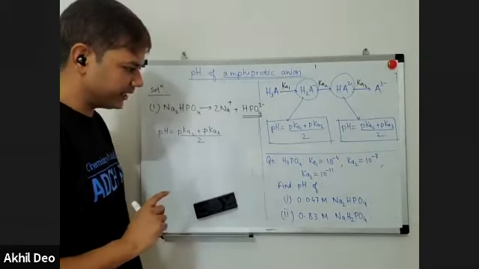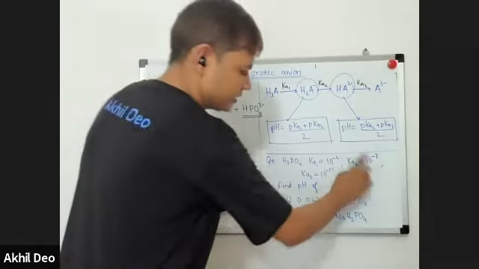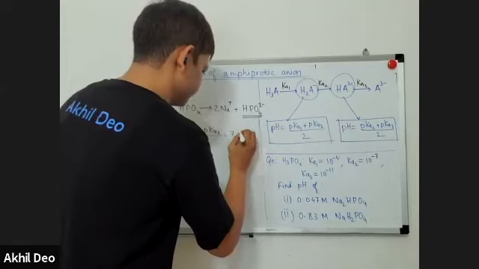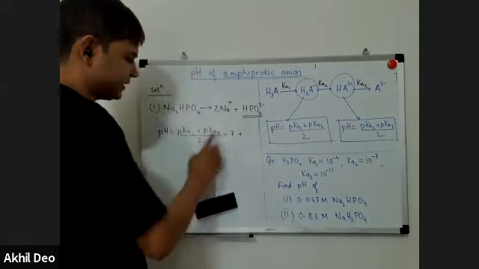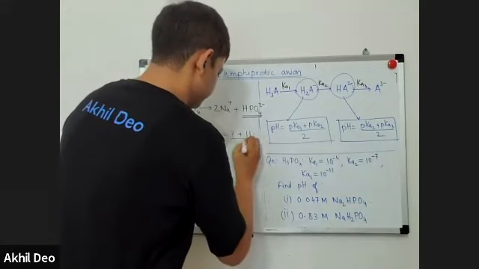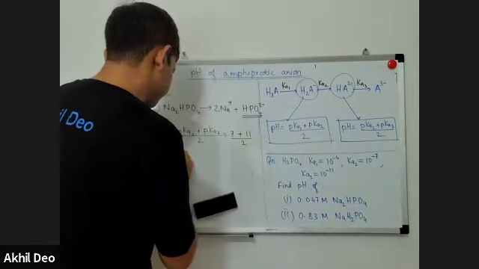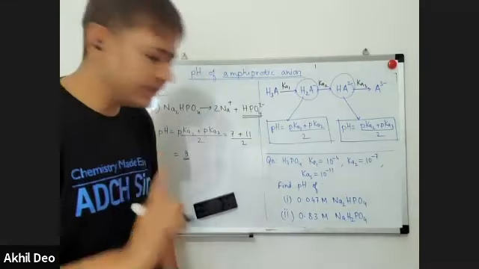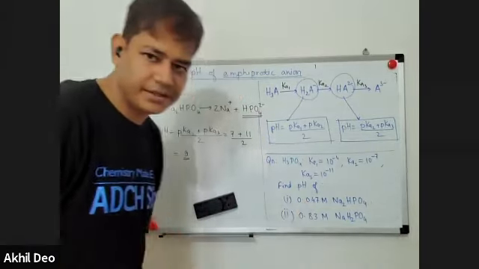What is the value of pK2? K2 is 10 raised to minus 7. So pK2 will be equal to 7. K3 is 10 raised to minus 11. So pK3 will be 11. 7 plus 11 by 2. This is equal to 9. This value of pH is independent of the concentration.